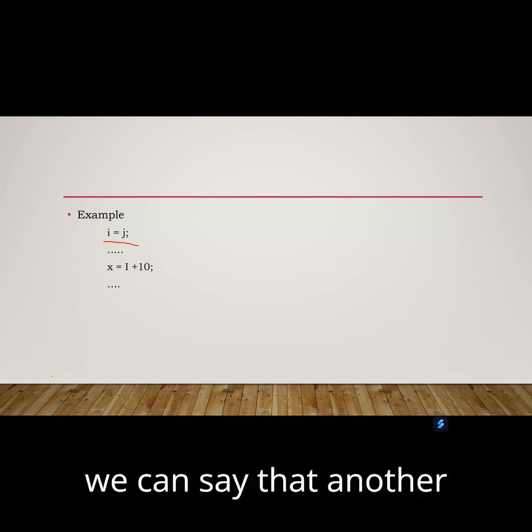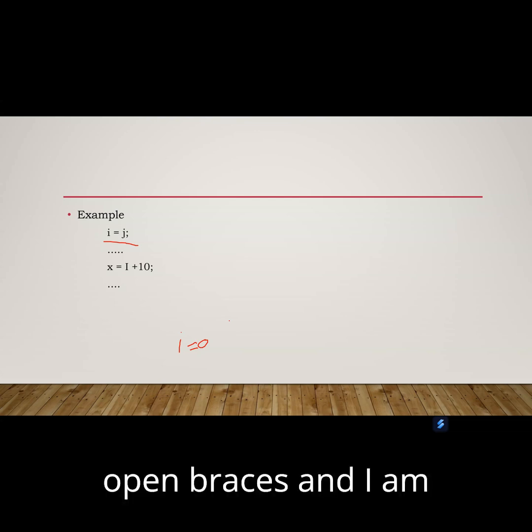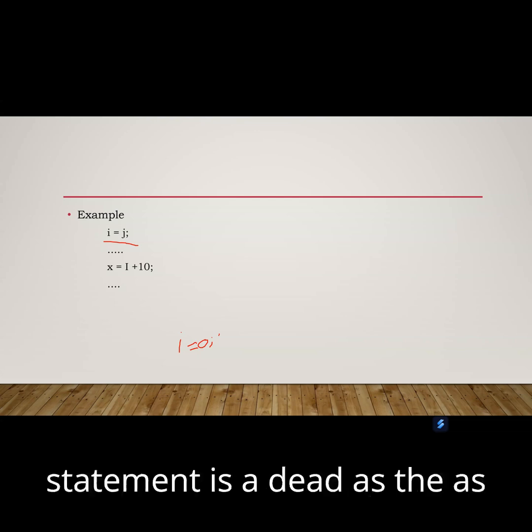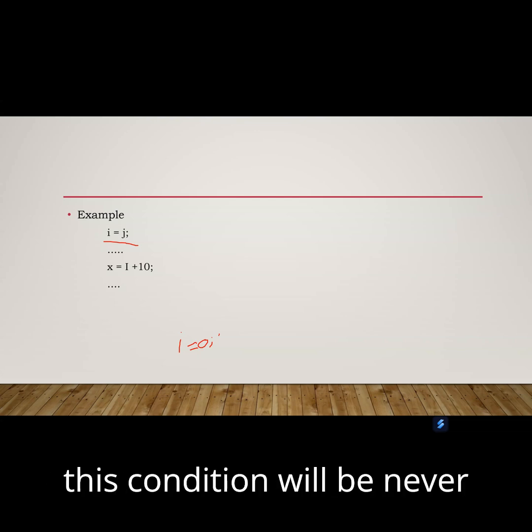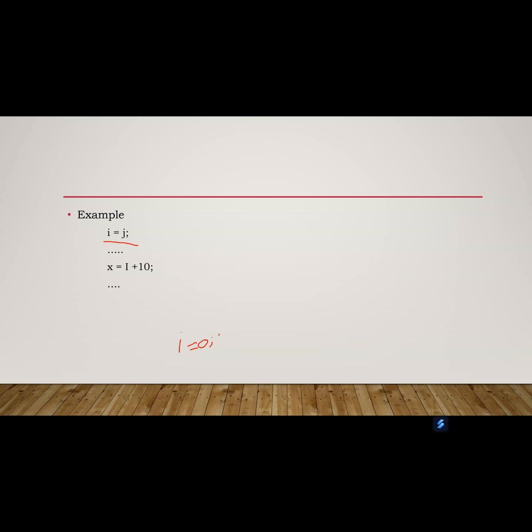In the same way, we can take another example: i equal to 0. Then I write: if i equal to 1, open braces, a equal to x plus 5, close braces. Here the if statement is dead, as this condition will never be satisfied. Hence the if statement can be eliminated and the optimization can be done.